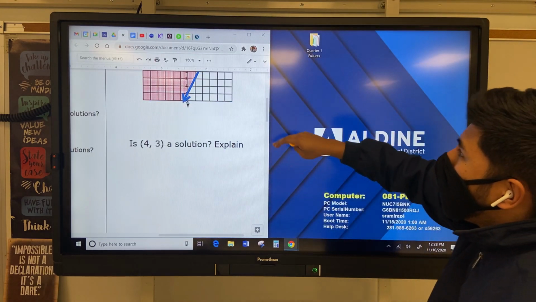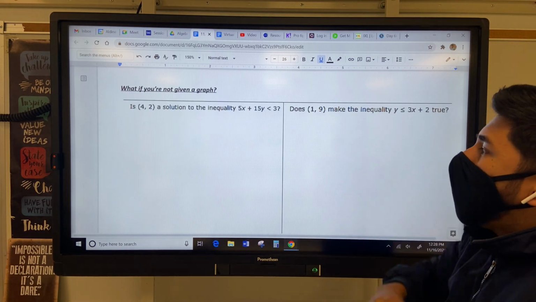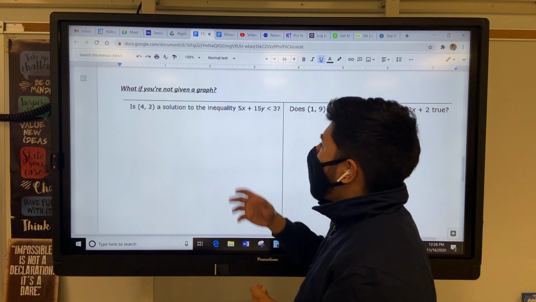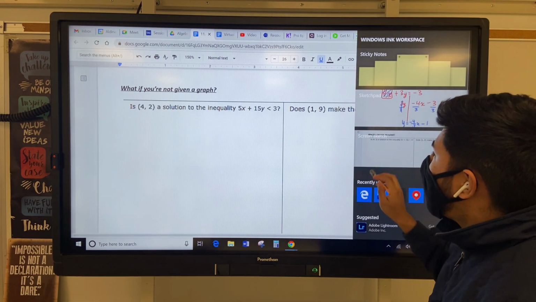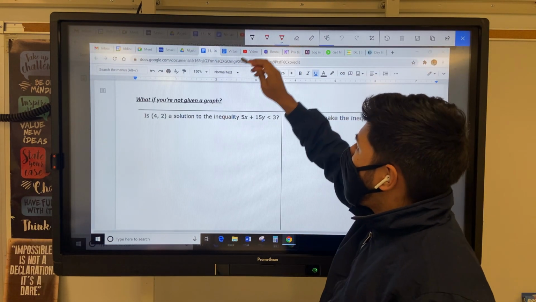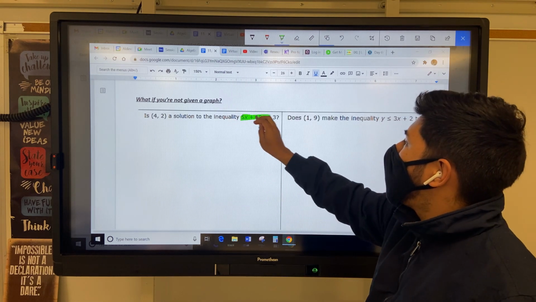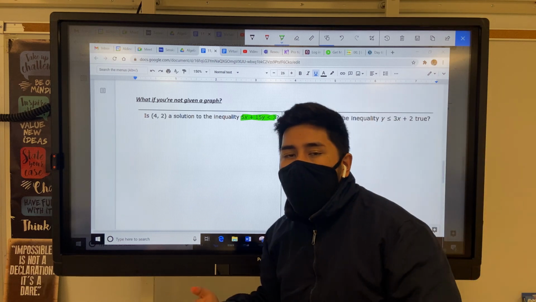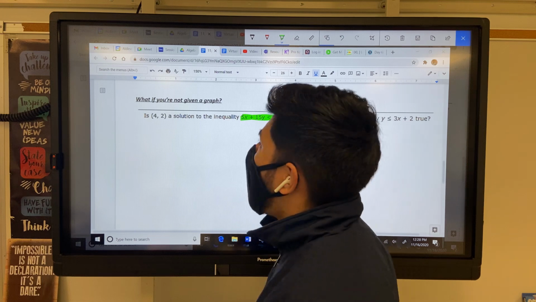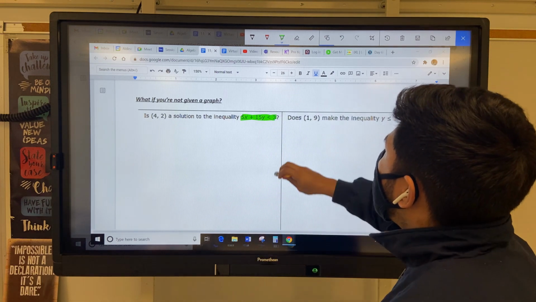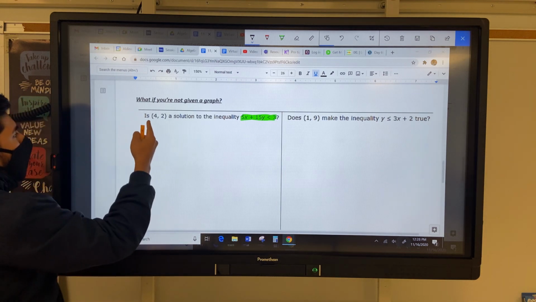Let's put this away. What if you're not given a graph? Like I said, you could take this equation, put up the board. You could easily take this equation, this inequality, go to Desmos, put it in, put that point in, see if it's in or out. But if you want to do the work, that's what you got to do.